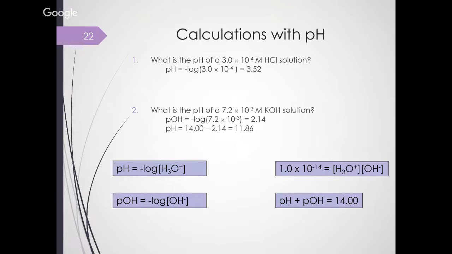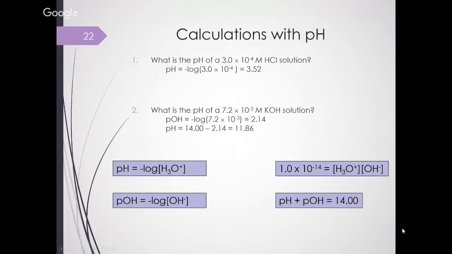So what are the calculations that we can do to find pH? If you know the concentration, then you can find the pH. What is the pH of a 3.0 times 10 to the negative 4th molar hydrochloric acid solution? Well, I know that hydrochloric acid is a strong acid, so that means the concentration of the hydrochloric acid is the same as the concentration of the hydronium ion. So I look down here and see that pH is the negative log of H3O+. So I plug in my 3.0 times 10 to the negative 4 into my calculator, take the negative log, and it comes out to 3.52. In terms of sig figs, we go 2 places past the decimal point because we have 2 figures here.